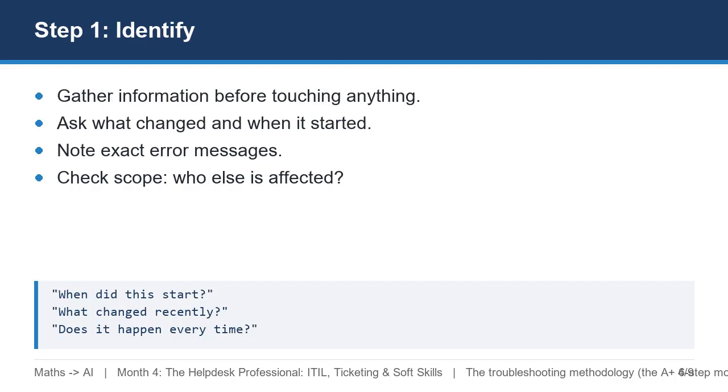Step 1 is to identify the problem, and the golden rule is gather information before you touch anything. Ask the user what happened, what changed, and when it started. Write down the exact error messages. And check the scope, because if others are affected too, you might be looking at an outage, not one broken machine. These few questions on screen will uncover most of what you need before you've changed a single setting.